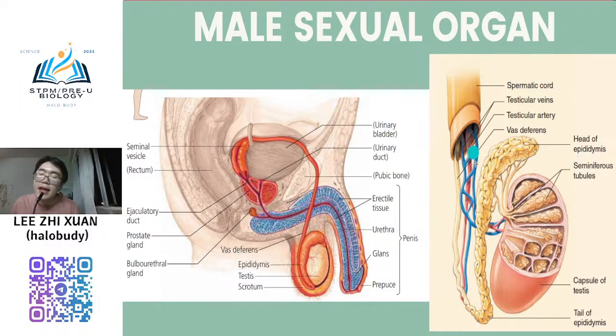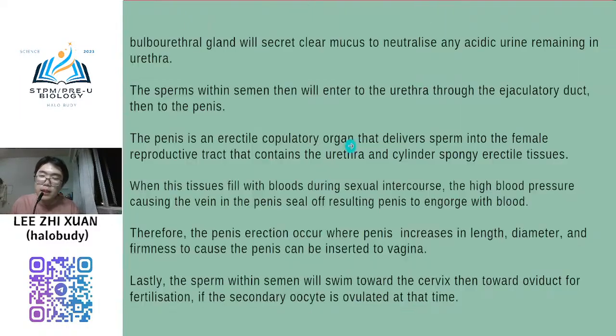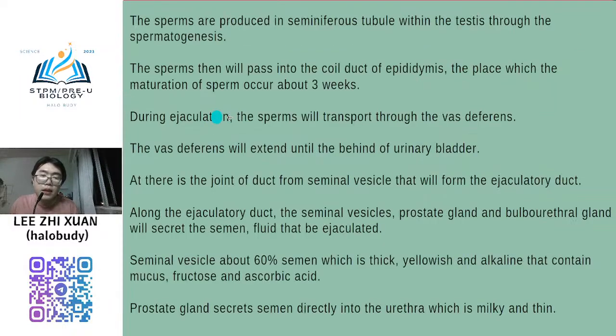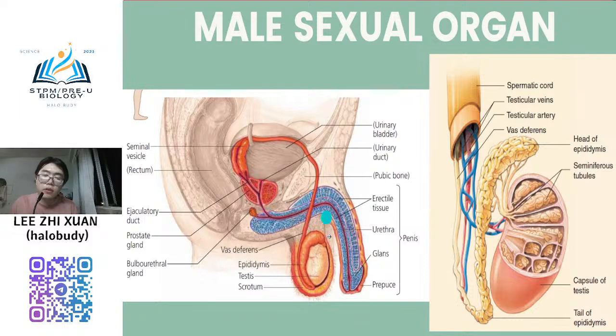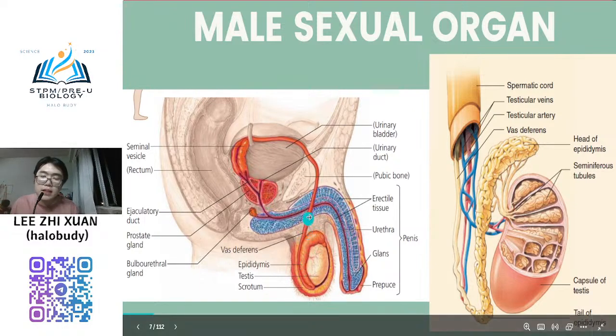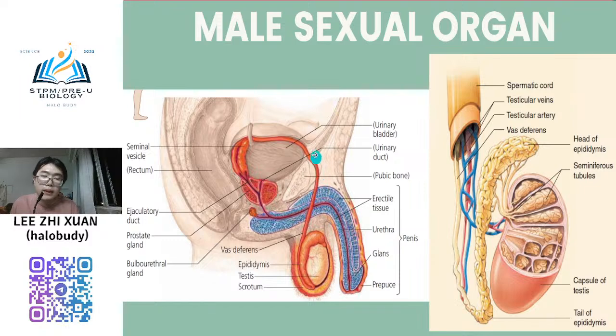So once there is the ejaculation process, the sperm will pass through the vas deferens tubule. When they pass through the vas deferens, it will extend until behind the urinary bladder. So it is like a tube. We can say that the vas deferens is like a tube until it reaches the urinary bladder. You can see that there is a tube that it will pass through until it reaches the urinary bladder here.